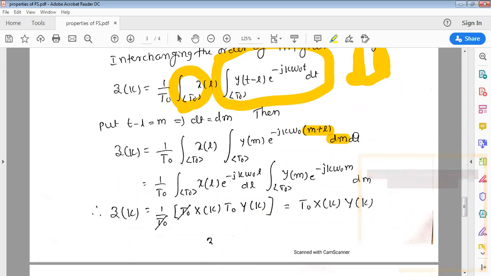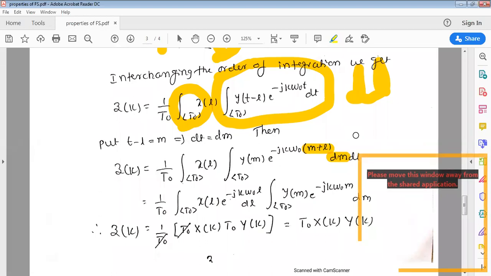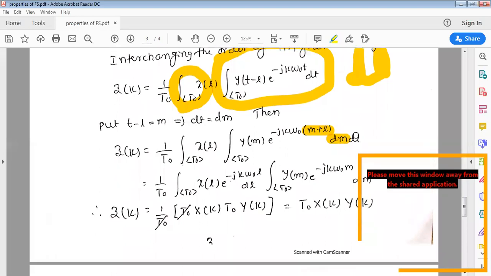Are you able to follow? Any doubt in this step? No, sir. Okay, so I am just interchanging the order of integrations and substituting t minus L equal to m. That's the only step I am doing. You can substitute another variable, but the procedure is only this much.